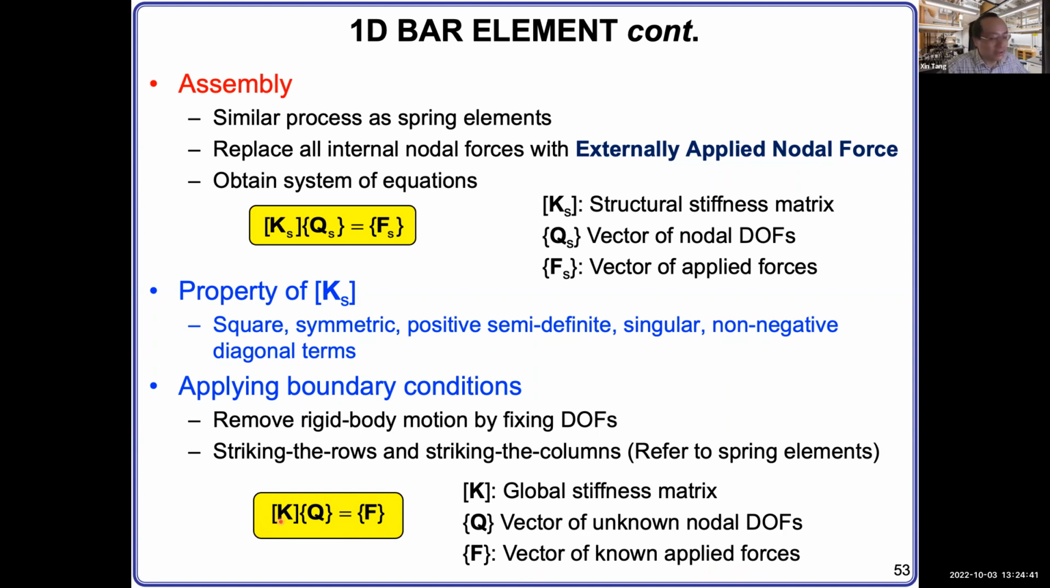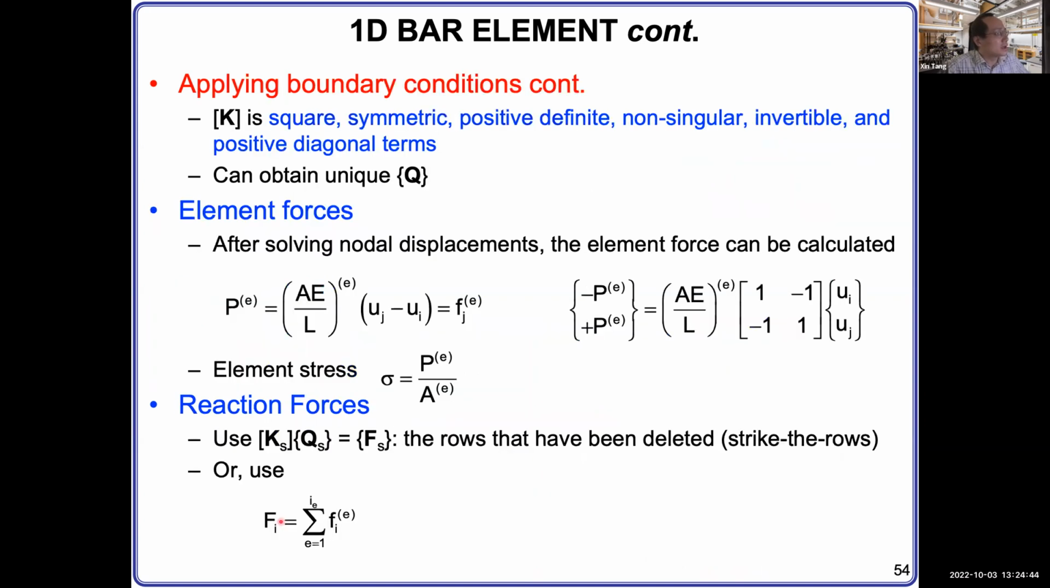And here this K is square, symmetric, positive definite, non-singular, and invertible, because we removed the necessary rows and columns. Now that it is invertible, we can multiply the inverse of it on both sides, cancelling on the left-hand side. The left-hand side then only has the displacement, equal to the inverse of K times the external force vector F. Then we can calculate Q, the displacement, directly. That is a unique solution, so we get a unique Q.